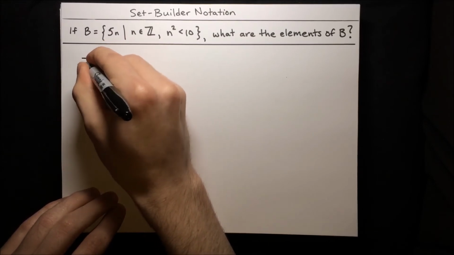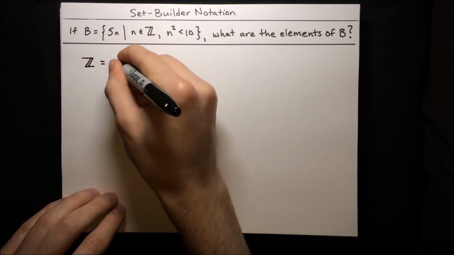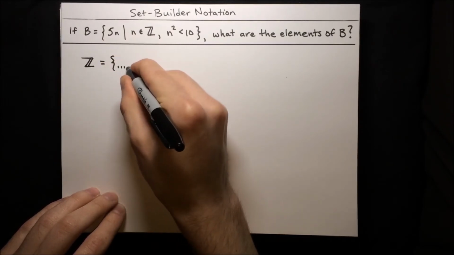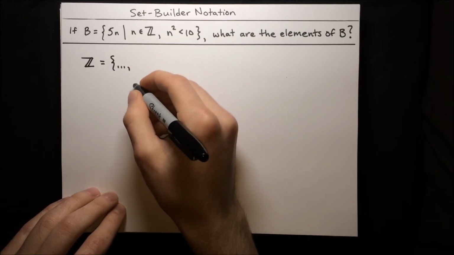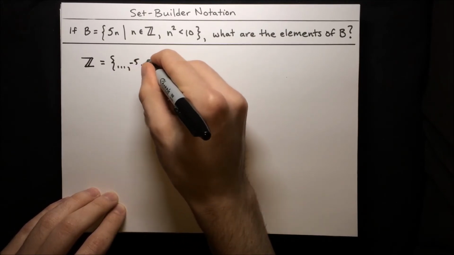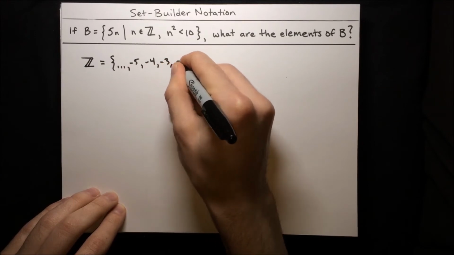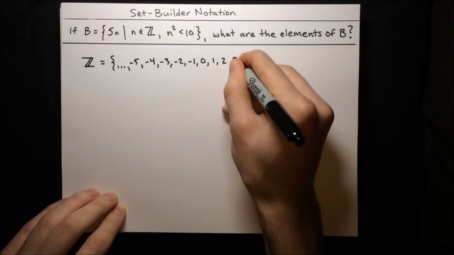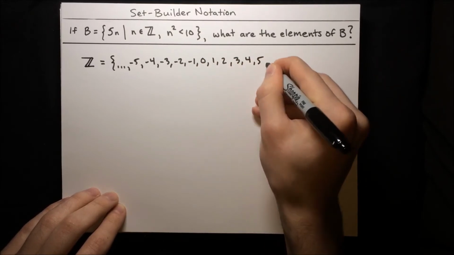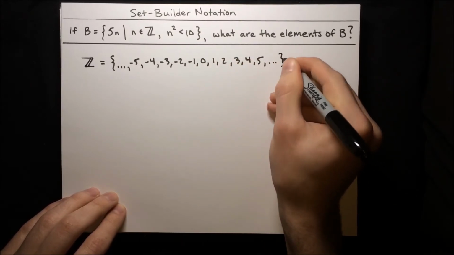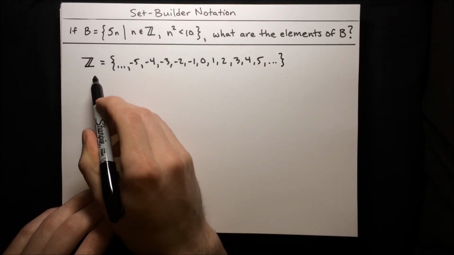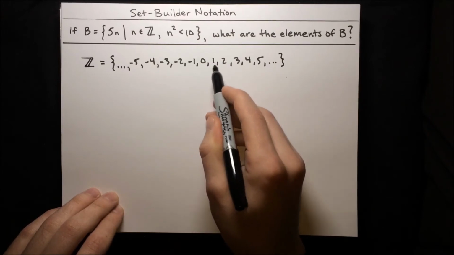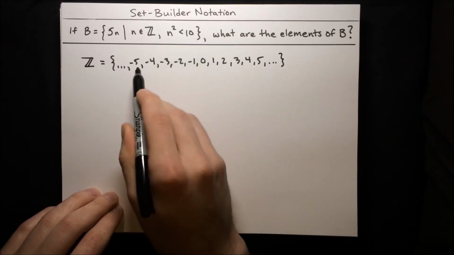The set of integers is just Z, which is equal to, well, it goes on to negative infinity, then as you come back from negative infinity, you reach -5, -4, -3, -2, -1, 0, 1, 2, 3, 4, 5, and you just keep going on and on. So that's the set of integers, and n's are the elements of this set. So like 1, that's n equals 1, 2, that's n equals 2, and so on.